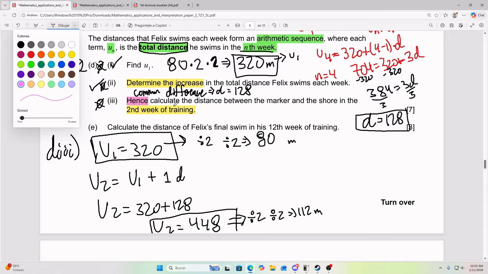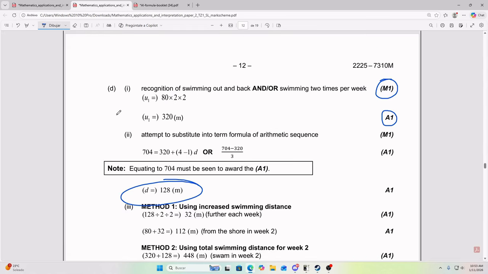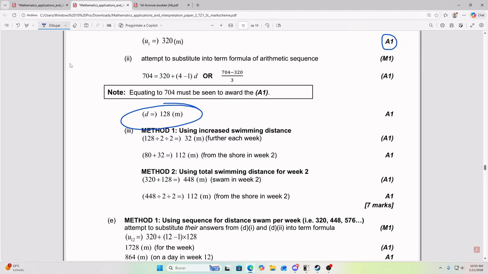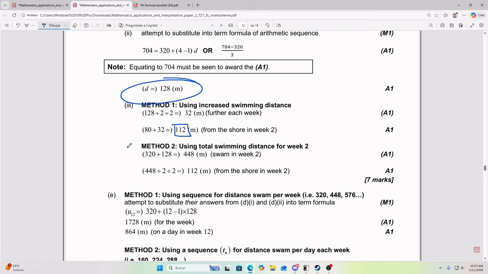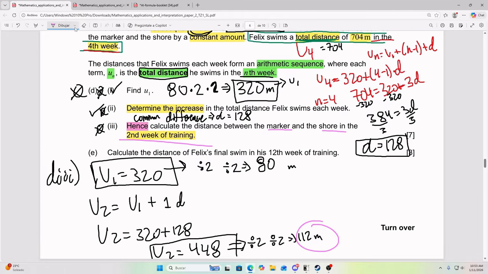For part triple I, it says calculate the distance between the marker and the shore in the second week. It's going to be 112. And so over here, if we check the answer key, we see that for part D triple I, you reach that 112. An intuitive approach we can try, for me at least, this is method 2, which is divide by 2, divide by 2. And so that is how we would do part D triple I.